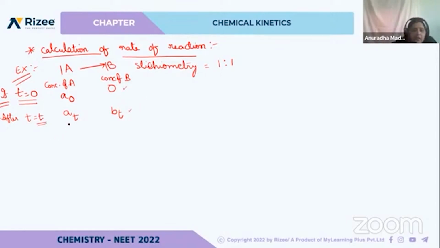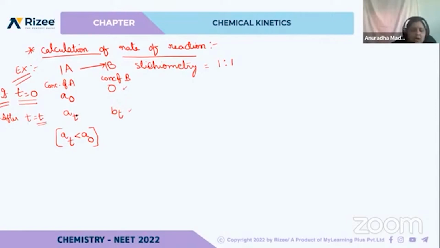Then, by looking at these two things, what did we understand? A0 is greater than AT. Obviously, at the start A0 will be more. After some time, the concentration of reactant is reduced to AT. So obviously, A0 is greater than AT. A0 is the initial concentration and AT is the concentration after some time.